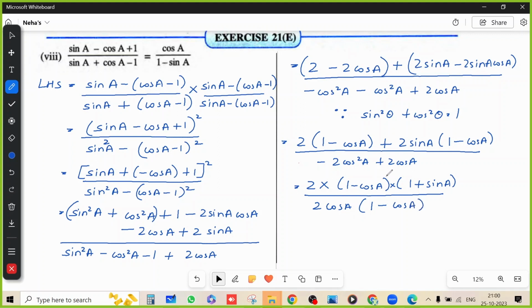Now 1 minus cos A can be cancelled both in the numerator and denominator. Also 2 will get cancelled out. So we are left with 1 plus sine A divided by cos A. Now here, as we need 1 minus sine A in the denominator, we will multiply both the numerator and denominator by 1 minus sine A.